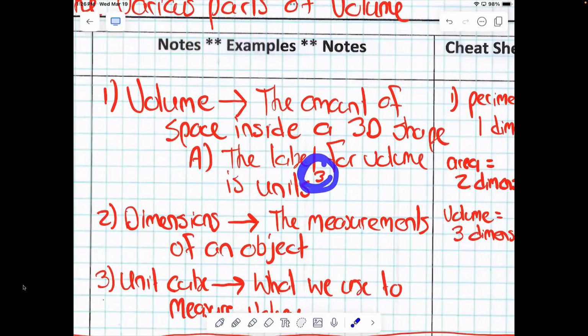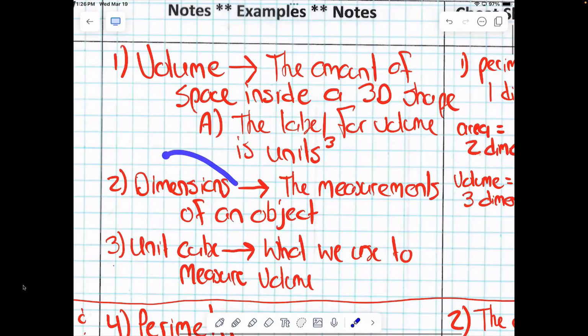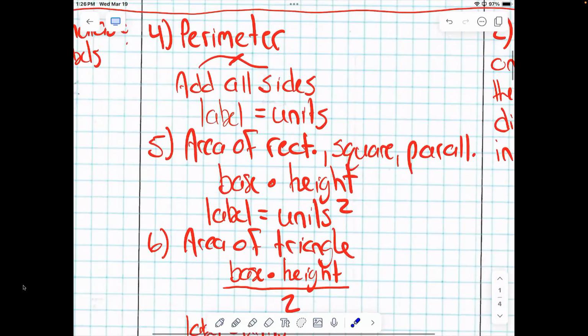How many dimensions do we use to find volume? 3. Length, width, and height, right? Yes. So that tells us we're using 3 dimensions to find the volume, yes? Yes. And you guys know dimensions, yeah? Yes. Okay. Review word. Okay, real quick.